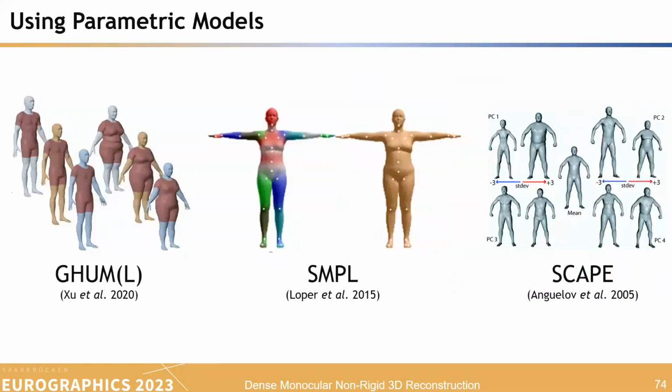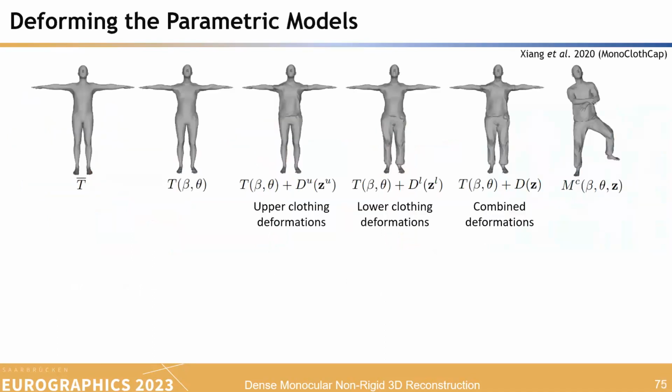Now let's go to parametric models. We have seen several parametric models in recent years. Some of them you would be knowing. And the good thing about them is that they are so easy to work with, and they provide you a very strong prior on the geometry of the character as well. So how do you make it deform? So this is one approach.